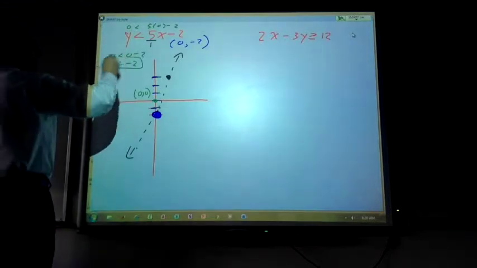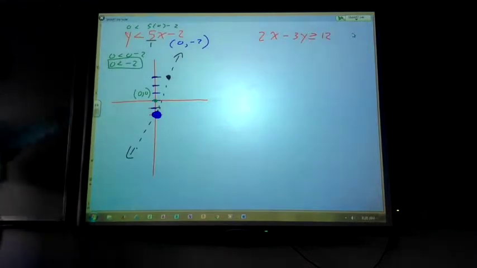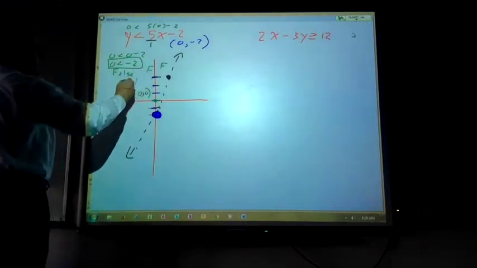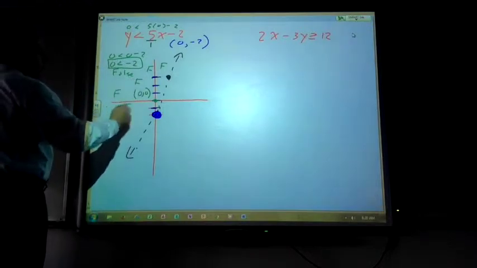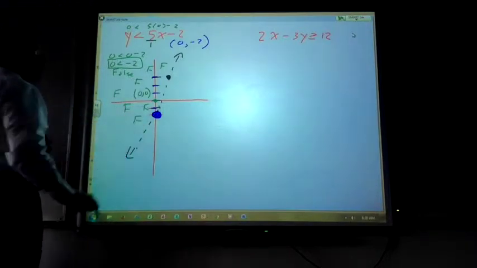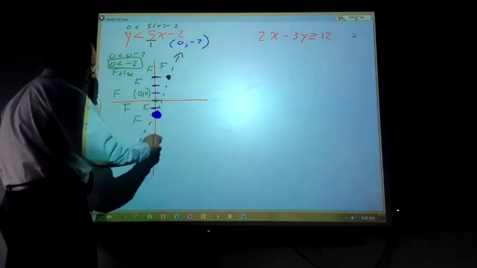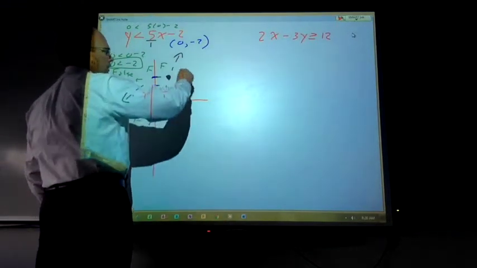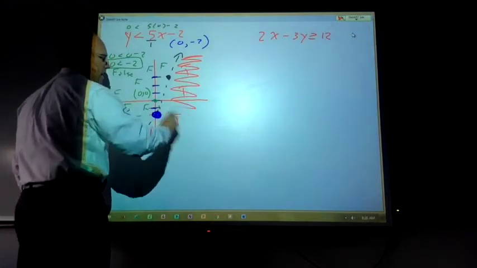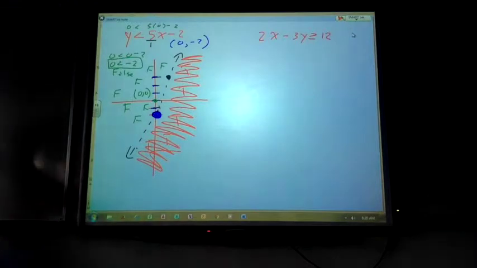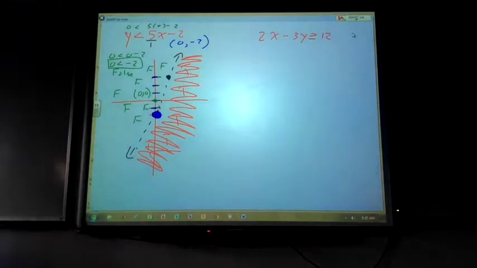Is this true or false? This gives me a false scenario, so that means everything over here that I try to pick would give me a false answer. What does it give me on the other side of the line? True. Yeah, everything over here is true. If everything over here is true, that means I need to shade this side. And that becomes my region that works out. Does that make sense?